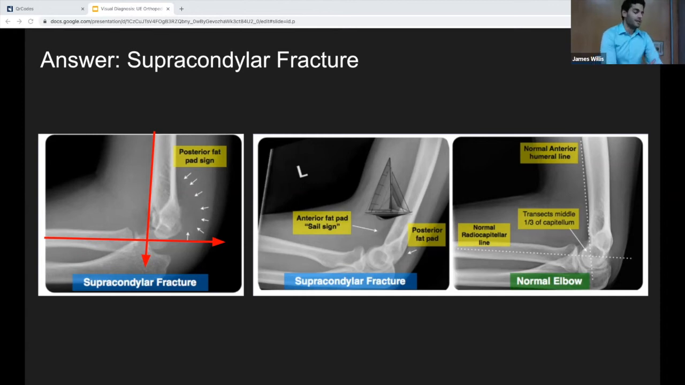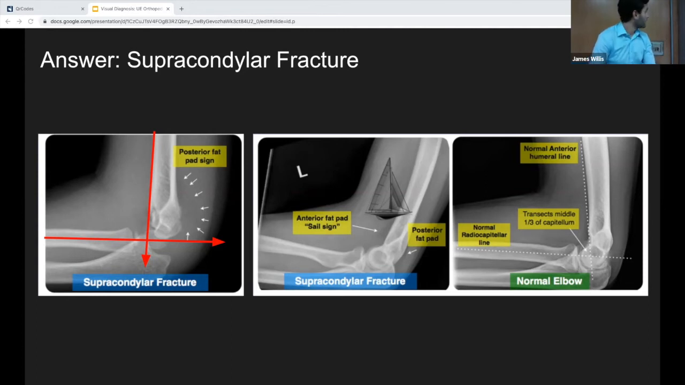Not only is the fracture the obvious sign, sometimes it can be really subtle and hard to see. One of the more specific and sensitive signs is actually a change of the anterior humeral line. Normally it will go straight down and transect the middle third of the capitellum. But if that's off alignment, like you see on this picture closest to me, that might be a sign that there is a supracondylar fracture, because although there are fat pad signs posterior and anterior, those can also be present in lateral condyle fractures. So they're not a dead giveaway for a supracondylar fracture.